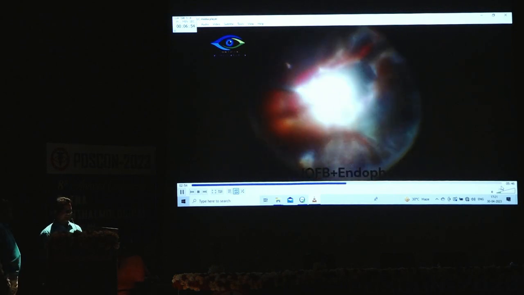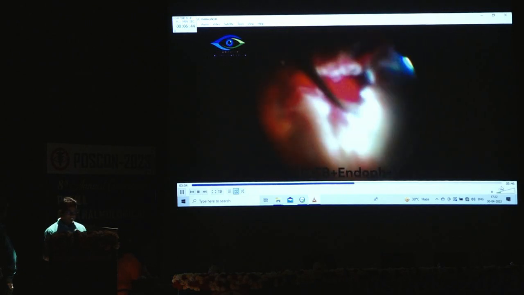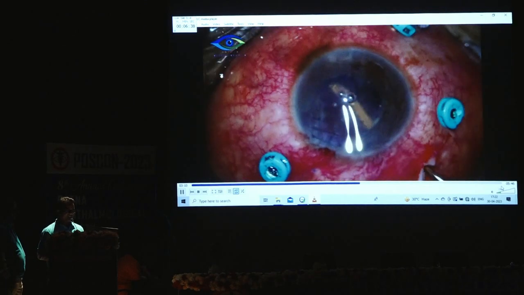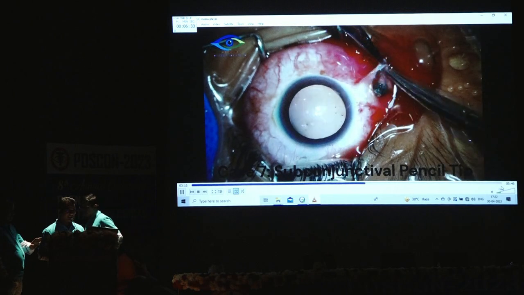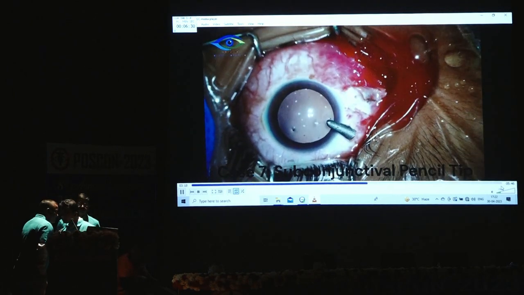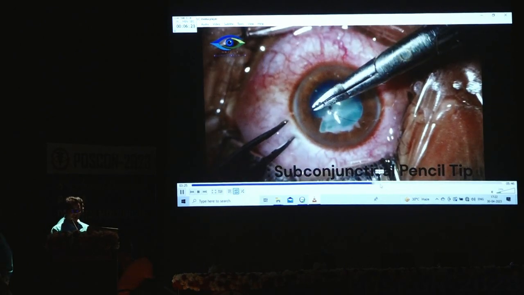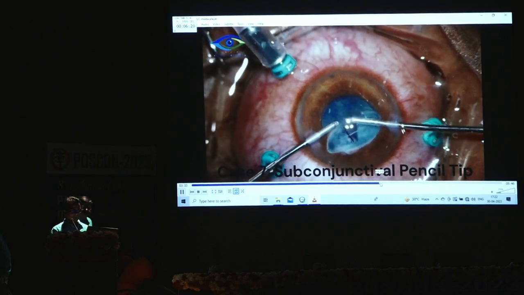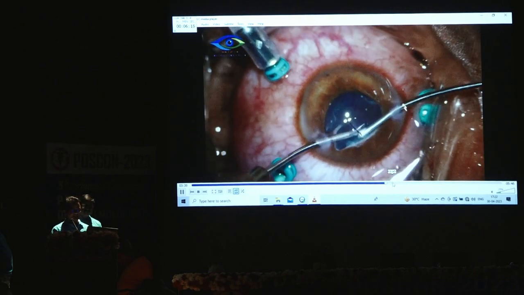This is the sixth case of intraocular foreign body with endophthalmitis with vitreous hemorrhage. Vitreous hemorrhage was cleared. All cases were done with 25 gauge vitrectomy. This is the seventh case of subconjunctival pencil tip. Altogether there are 9 cases of intraocular foreign body.